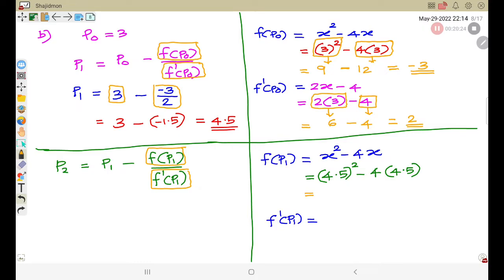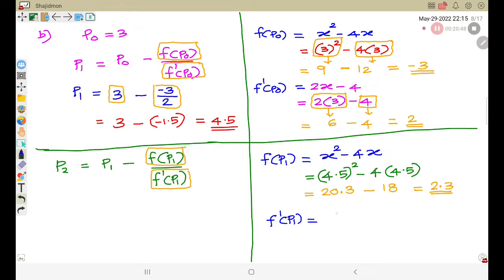4.5 all power 2. That means 20.3. Rounding is there, correct? 20.3 minus 4 multiply 4.5 means it is 18. Okay. So totally you will get 2.3 equal to 2.3. Now f dash of p1, f dash value at p1 number.